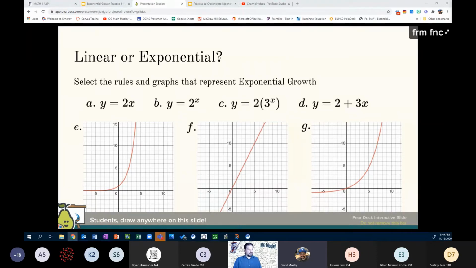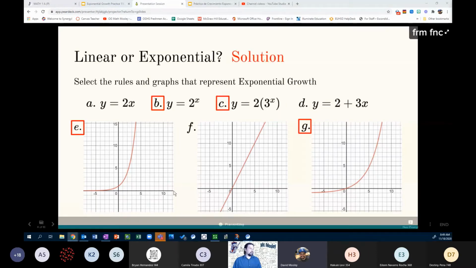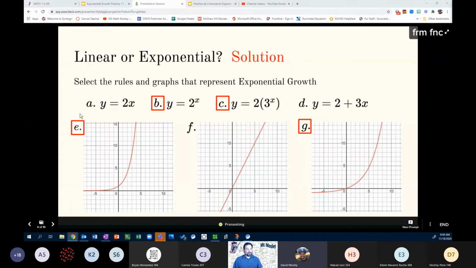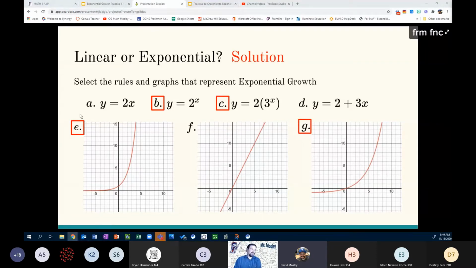All right. So here we go. The solution. The correct exponential growth representations are B, C, E, and G: y equals 2 to the x, y equals 2 times 3 to the x, the graph of E, and the graph of G.